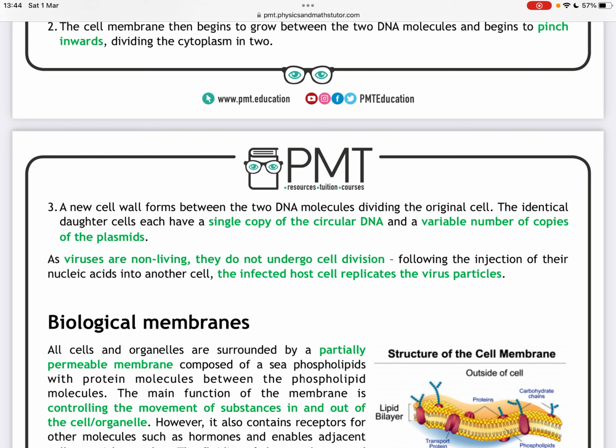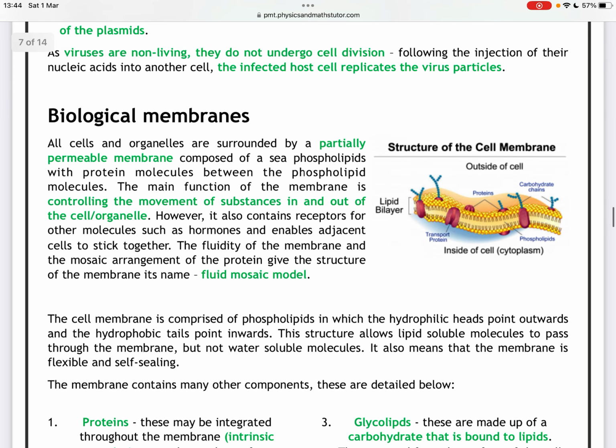That's completely great. Now we go to biological membranes, where I want to tell you that all cells and organelles are surrounded by a partially permeable membrane composed of phospholipids with protein molecules between the phospholipid molecules. The main function of the membrane is controlling the movement of substances in and out of the cell or organelle. However, it also contains receptors for other molecules such as hormones and enables adjacent cells to stick together.